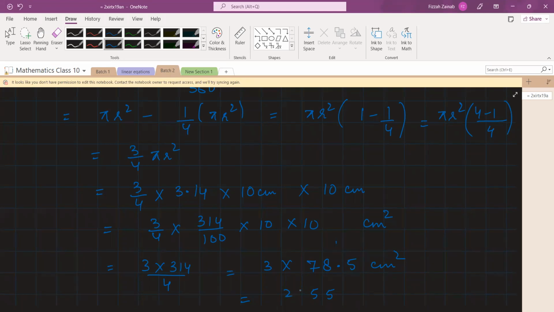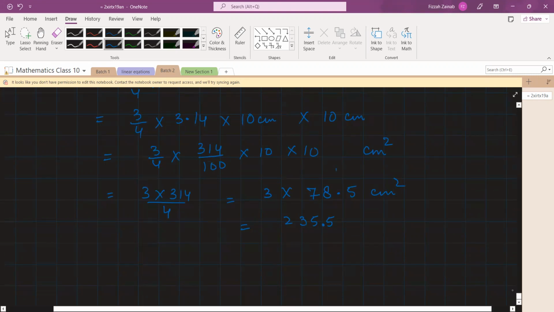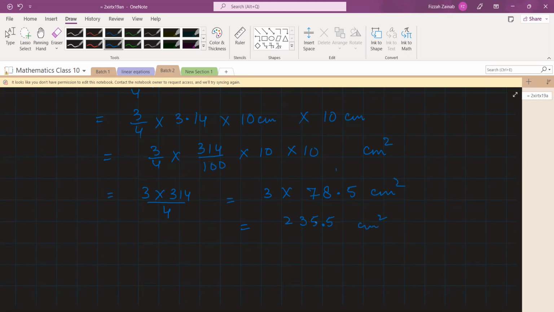Can you just check the answer in the NCERT? What is the answer given? Ma'am, it's correct. Okay.